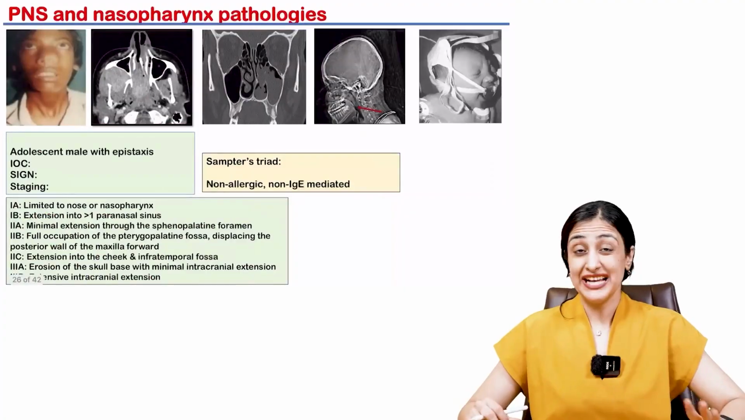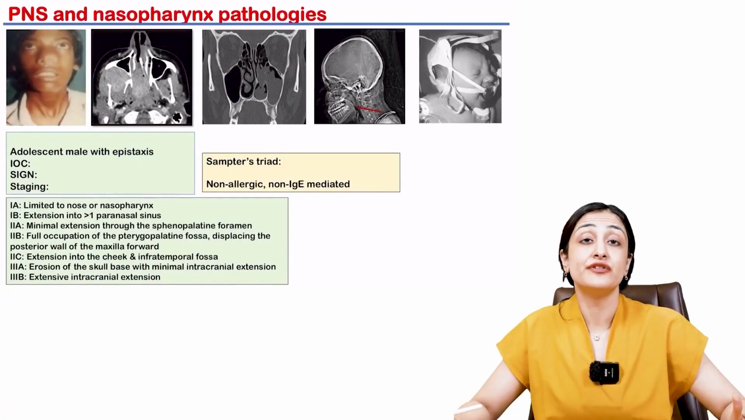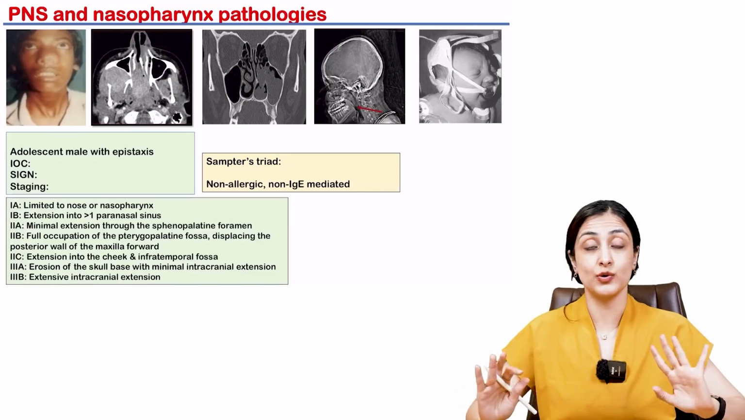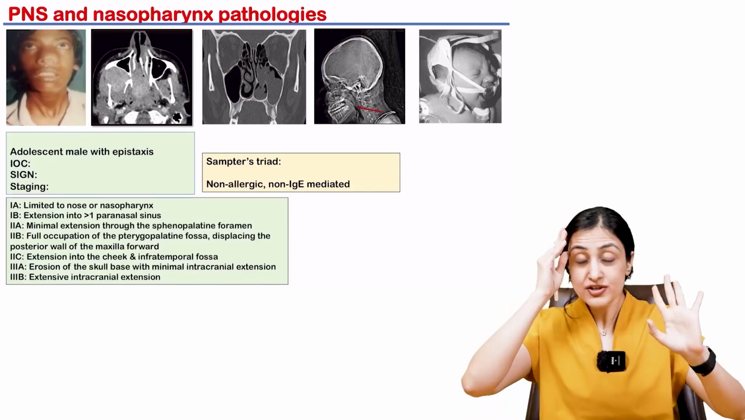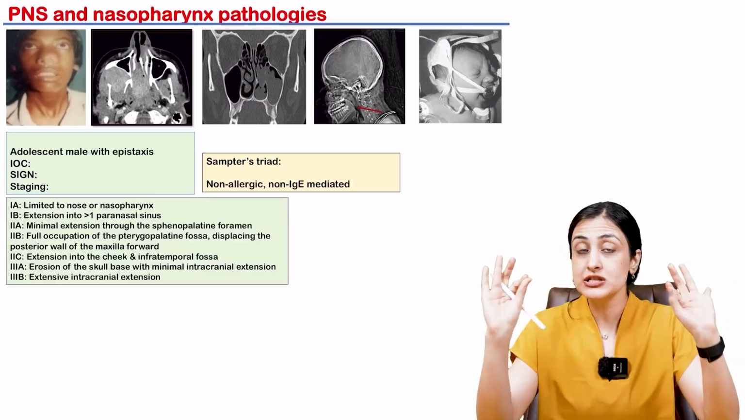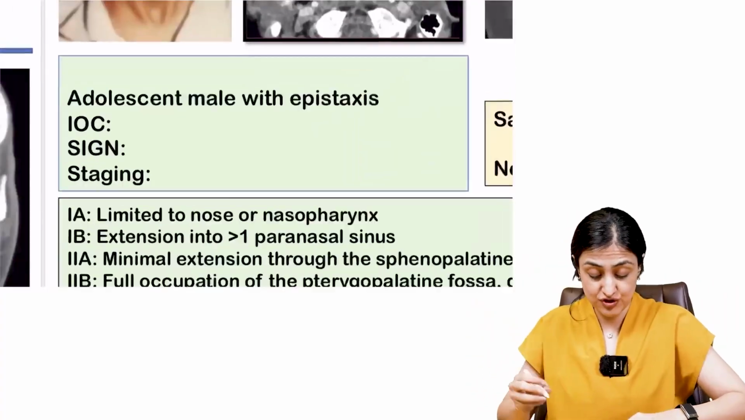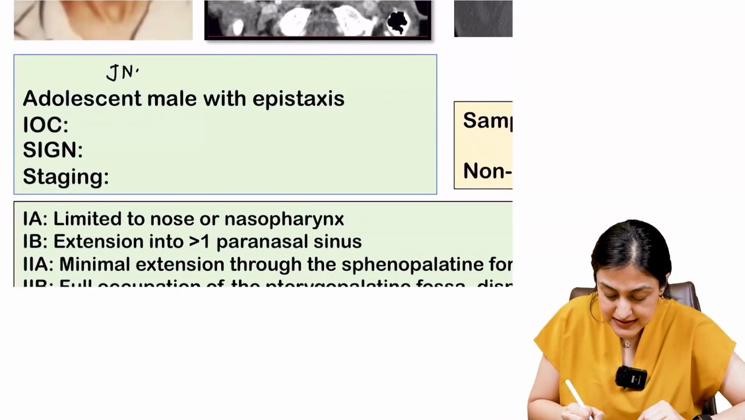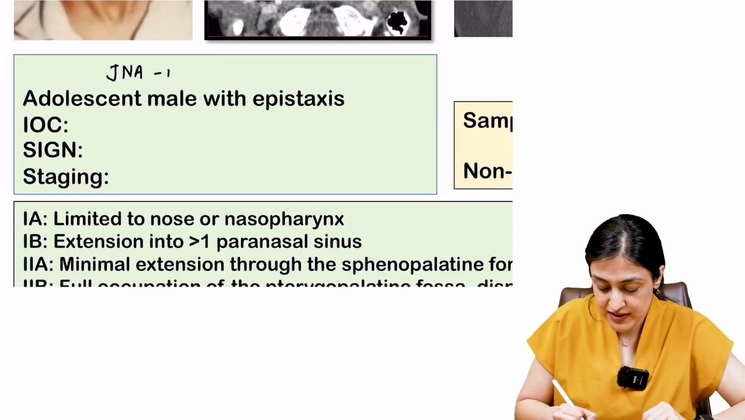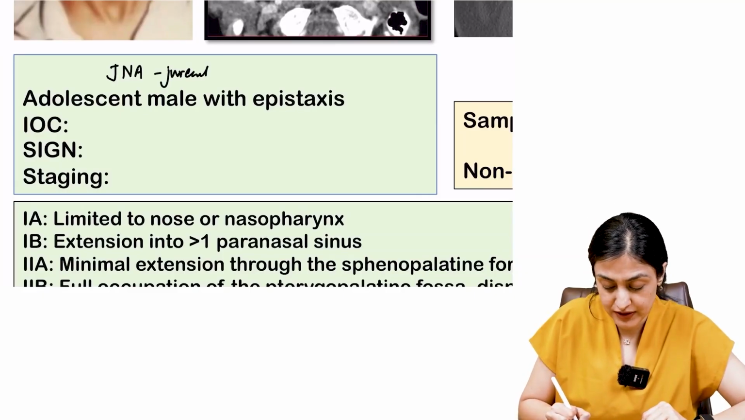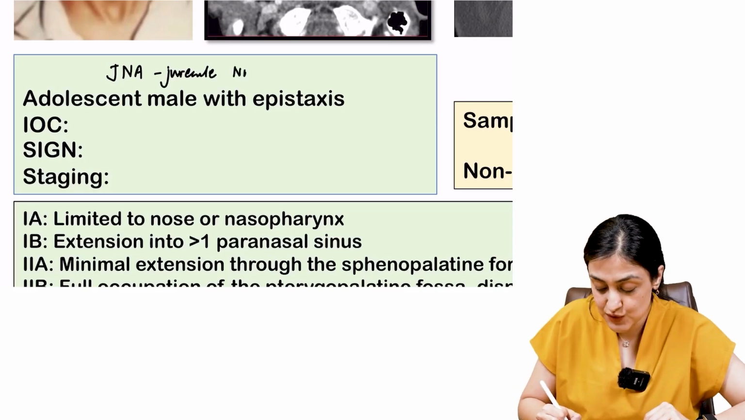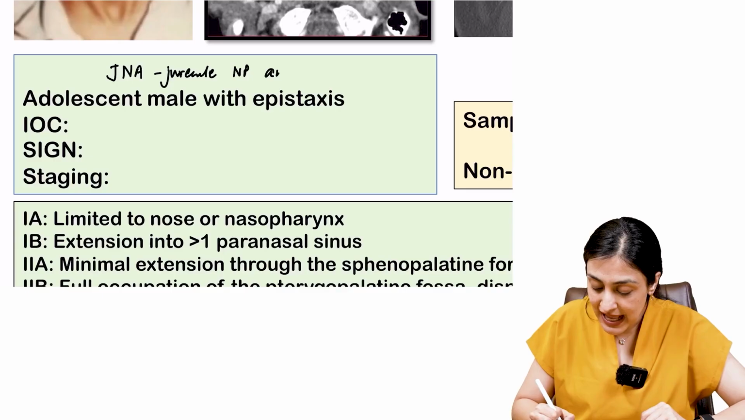The next one, the next pathology is examiner's favorite. You know, every exam they ask a question on JNA. The history is very obvious. Adolescent male with epistaxis. You have to only think of JNA, juvenile nasal angiofibroma. So what does the name say? Juvenile, adolescent age. Nasal or nasopharynx mass.